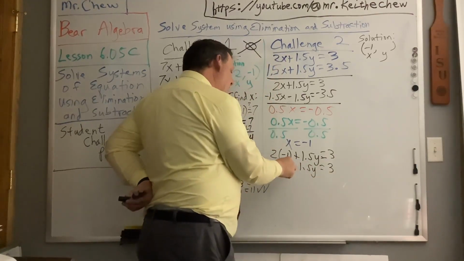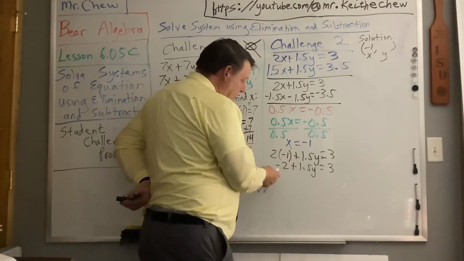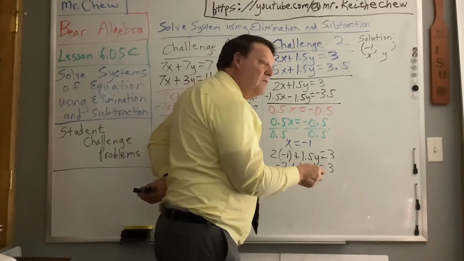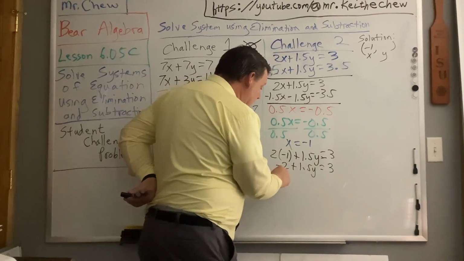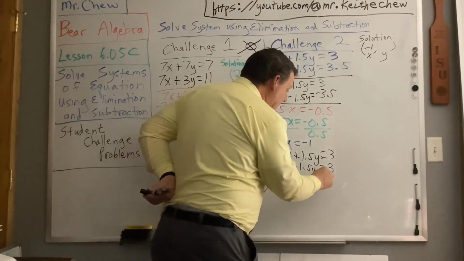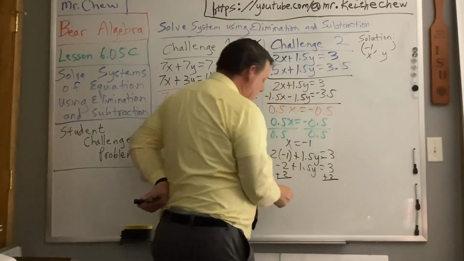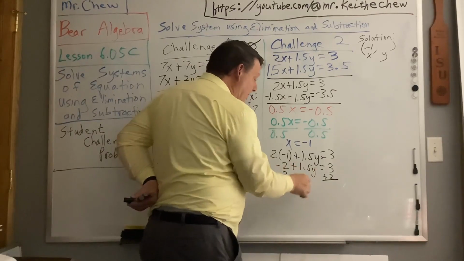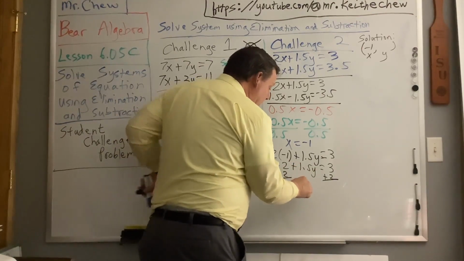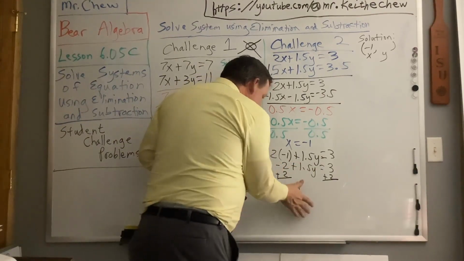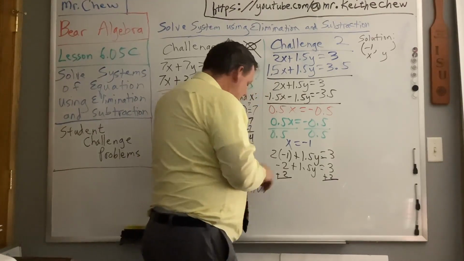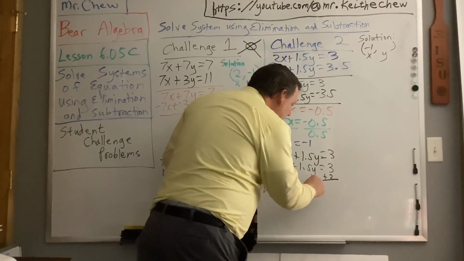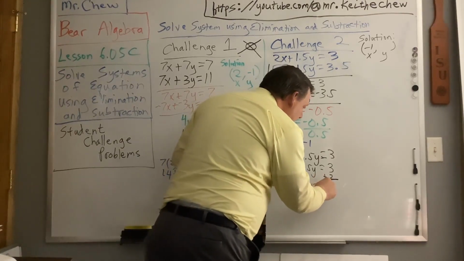I'm going to have to use the inverse operation. So the opposite of adding negative 2 is subtracting a negative 2. And minus a negative means that I'm adding 2 to both sides. This is gone because negative 2 plus 2 is 0. 0 plus 1.5y is 1.5y. And I'll use a different color here just so that it doesn't blend all together. So 1.5y equals 5.